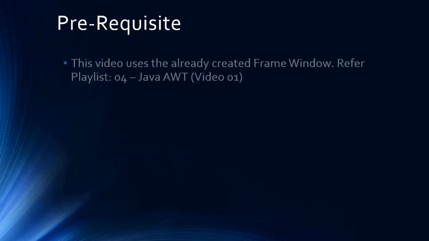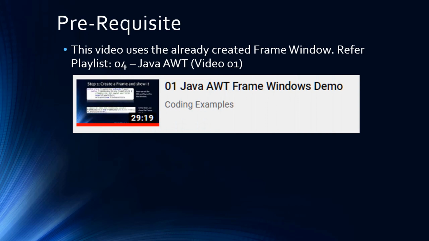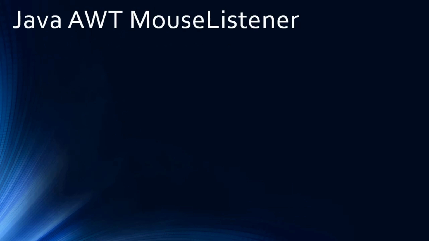The prerequisite here is that we are considering that an AWT frame window is already available. If you want to create an AWT frame window, you can watch this video example from our playlist 04 Java AWT. So let us understand mouse listener and mouse motion listener. If you see, we have the mouse listener in Java.